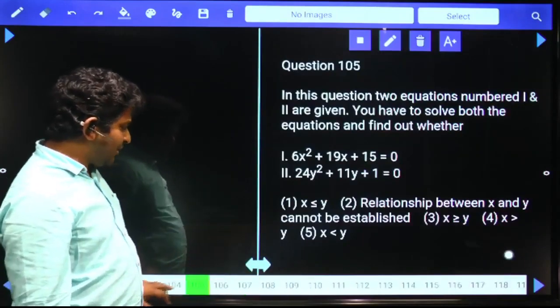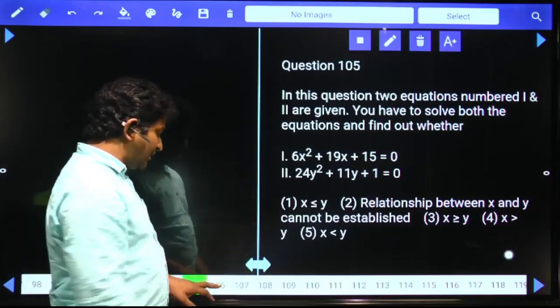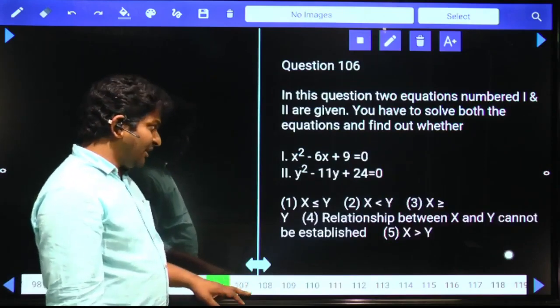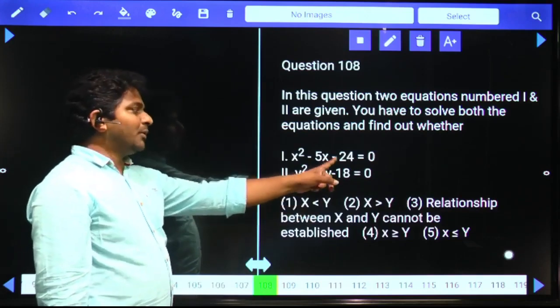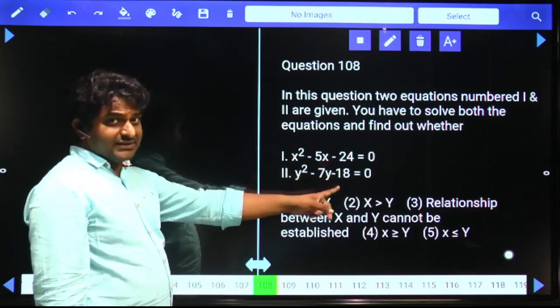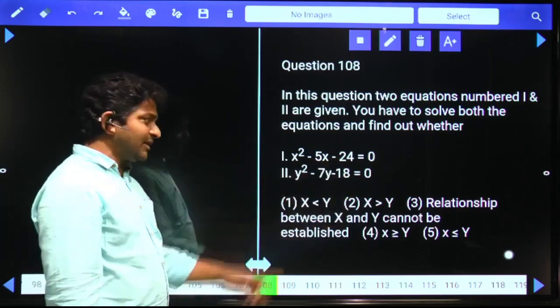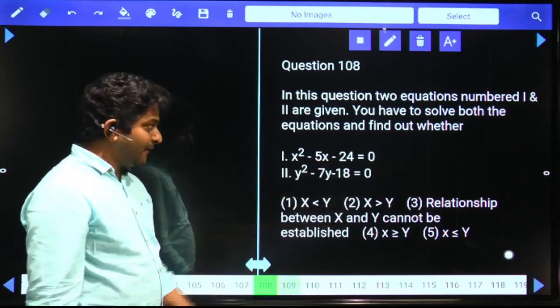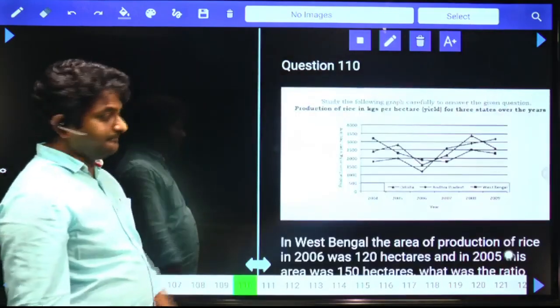Next. These are quadratic equation questions. I am just verifying whether we have any free question or not. No, this is a free question. Both C values are negative. Hence, the answer for this question is relation cannot be established. We don't have to solve it. Now, out of 5 questions, there is only one free question for us today.